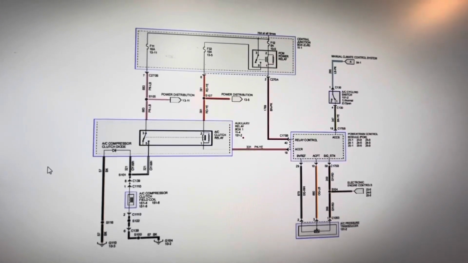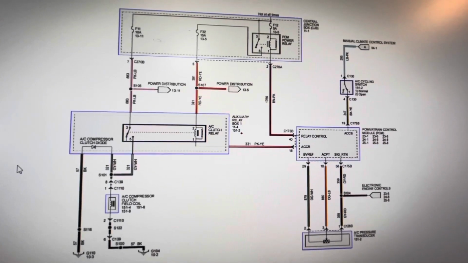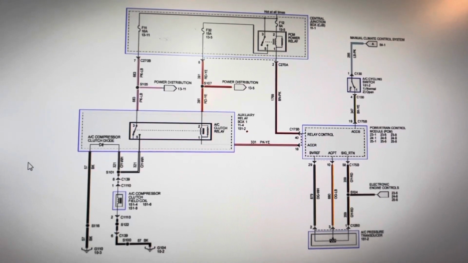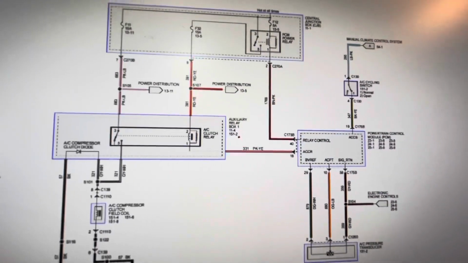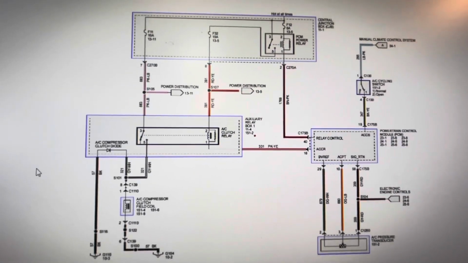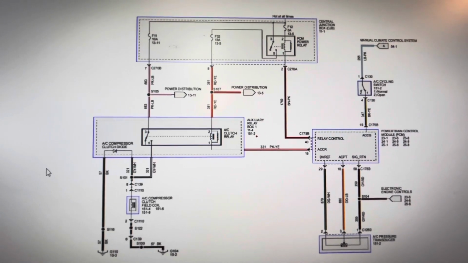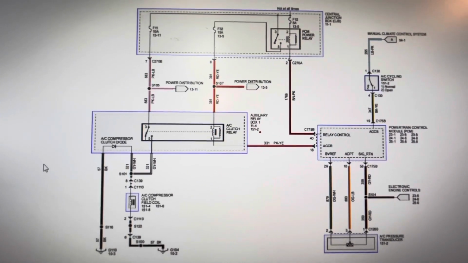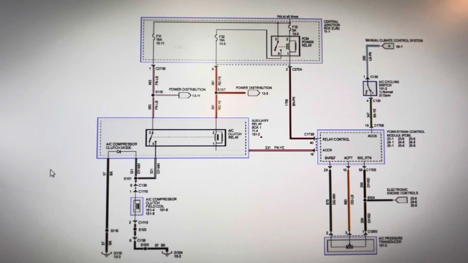Anyway, that's gonna be all this video. I'm not real sure about explaining schematics. I know how to look at a schematic and I can understand it once I look at it, but that's what a schematic on the AC system on a 2007 Ford F-150 looks like.